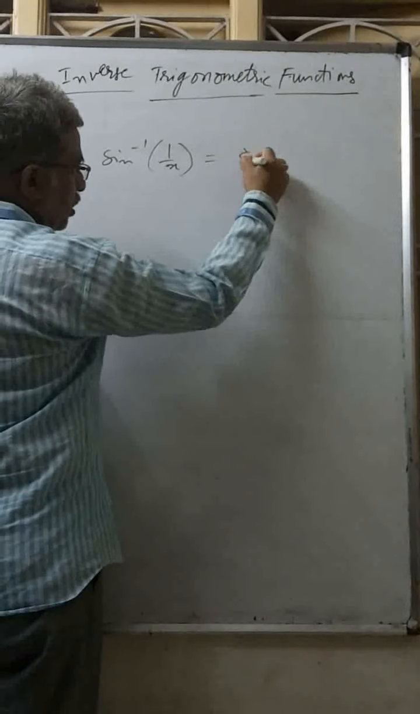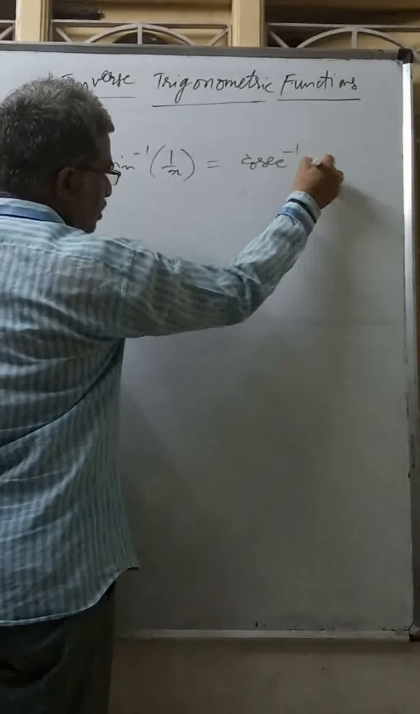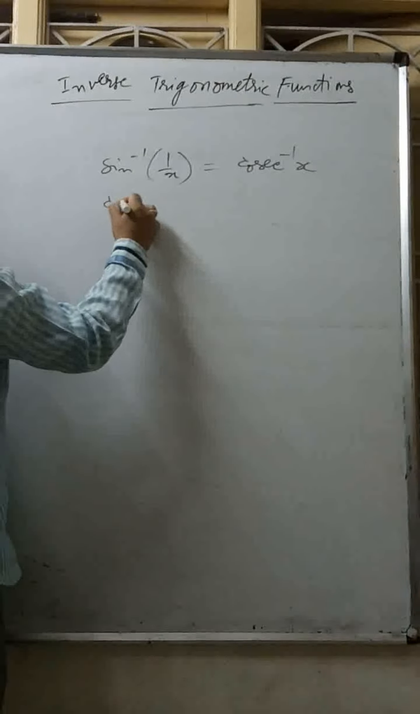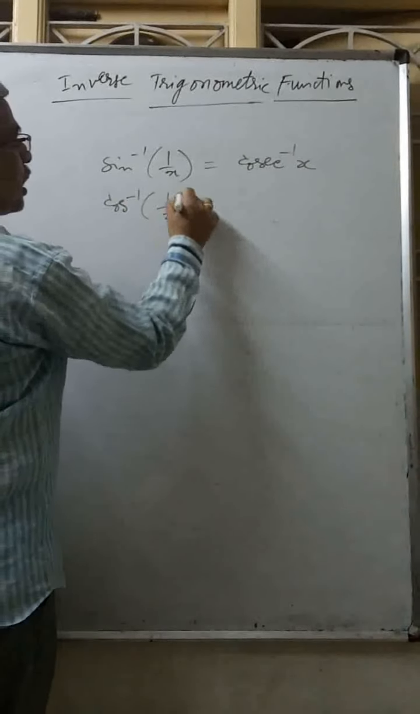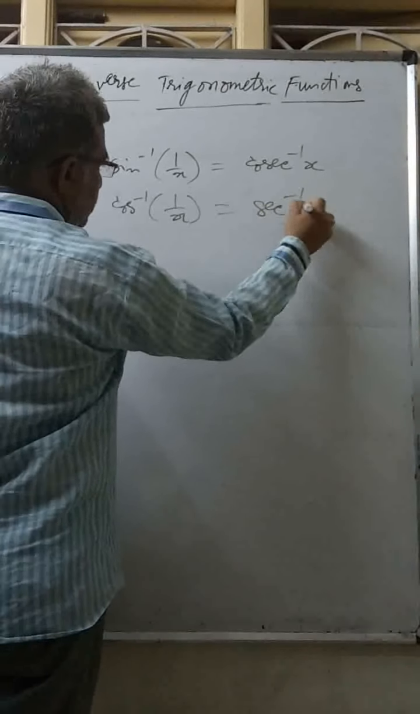Sin inverse of 1 by x equals cosecant inverse x. Cos inverse of 1 by x equals sec inverse x.